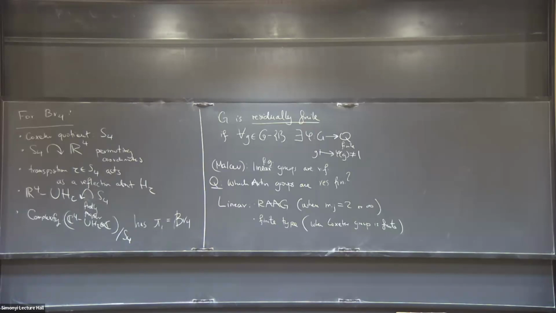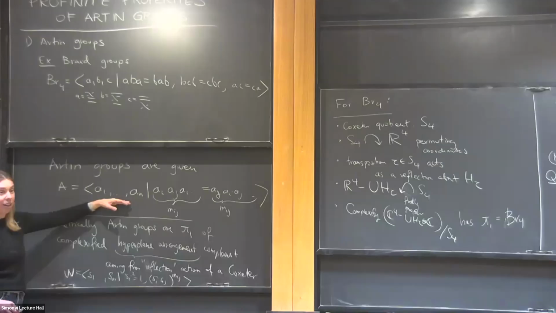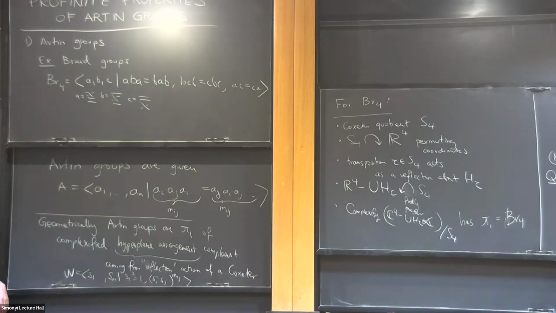Sorry, silly question. Is there an algebraic way to see the associated Coxeter group of an Artin group? Well, if you just take this presentation and add relations that every generator is an involution, that's exactly the presentation. Okay.